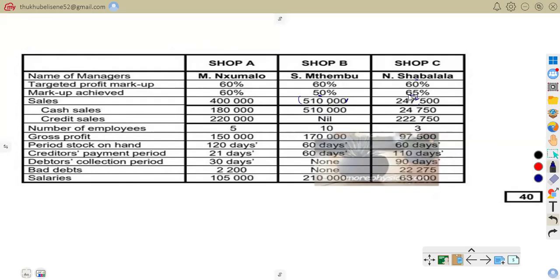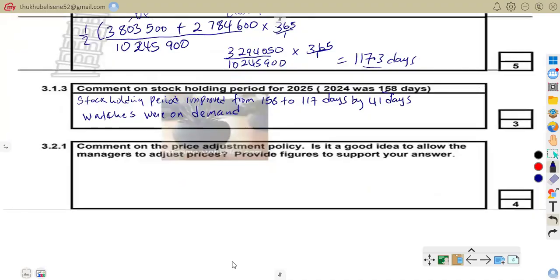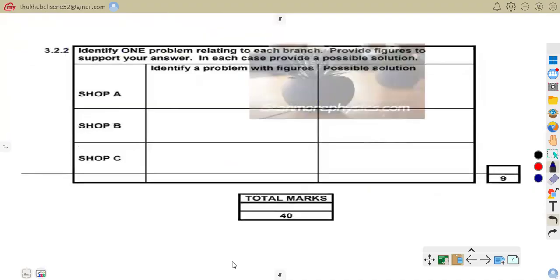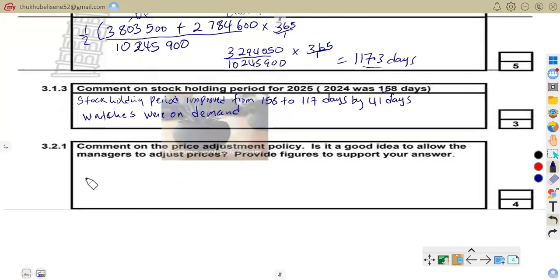But with Shabalala now, he increased instead of decreasing. And look at his sales. His sales are low. He has the lowest sales. So it means now the customers, because of the increase of the price, are no longer buying. So he chased away the customers. So hope you get this as we now go to our answer book and write our answer.